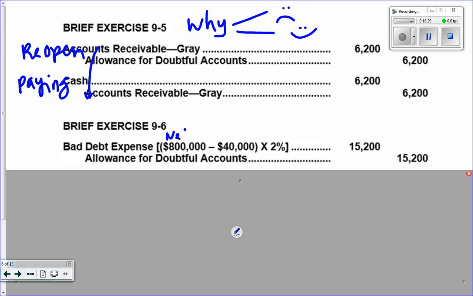Here's our net credit sales. We had $800,000 in sales minus the $40,000. What's the $40,000? What was returned. We take that times 2% because the credit manager has decided that out of that $760,000, because remember, it's not 800, 40 came back, out of that $760,000, we're not going to see 2% of it.